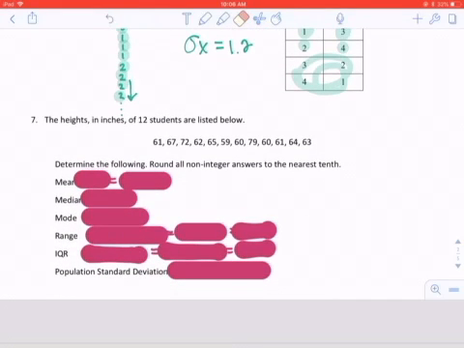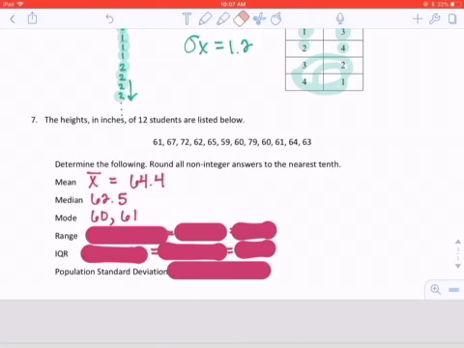Here we have another group of data, another set of data. This is heights of students. It is not in order. If you are going to do this by hand, you want to order your numbers. If you're doing it on your calculator, it is not necessary. And again, the steps are the same. Stat edit, stat calc. So our mean x bar, rounded to the nearest tenth, is 64.4. Your median's on the next page, 62.5.